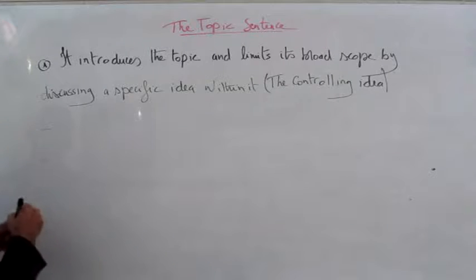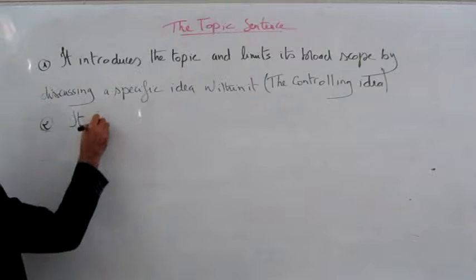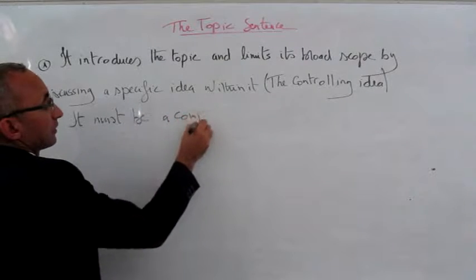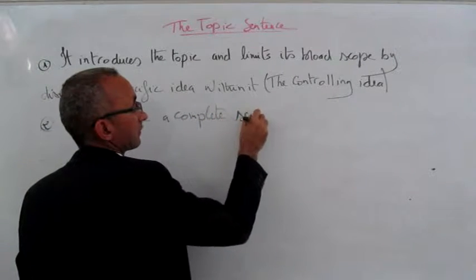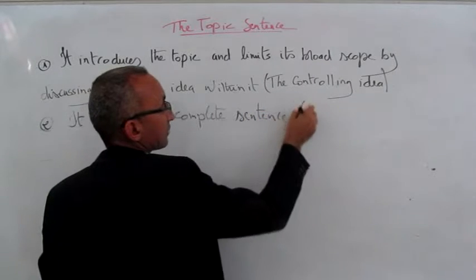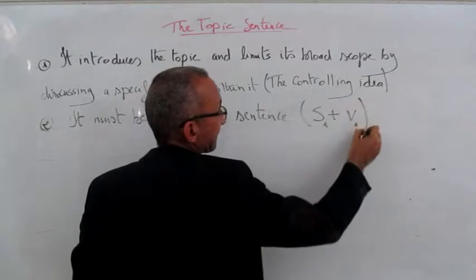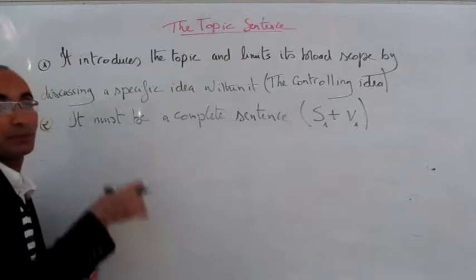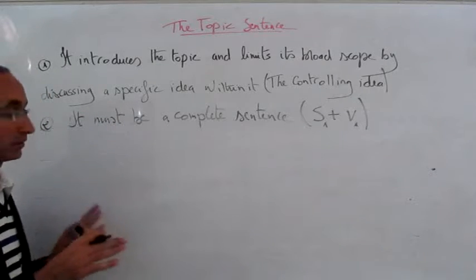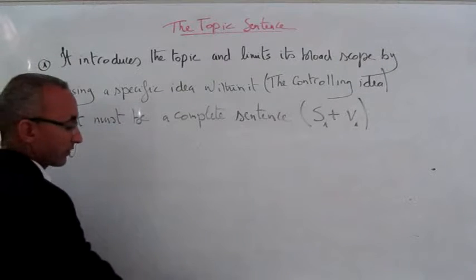Instead, number 2. It must be a complete sentence that contains at least one subject and one verb, at least. It can be a compound sentence, complex, what matters is that there must be a sentence. S plus V.